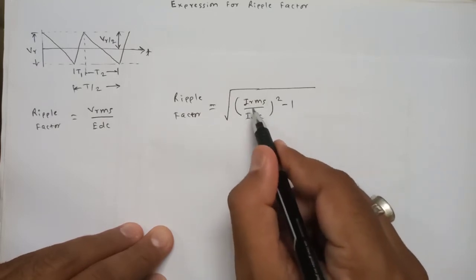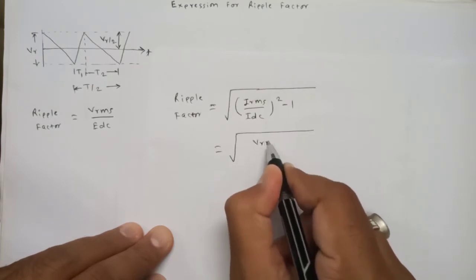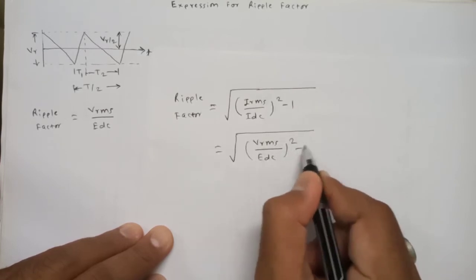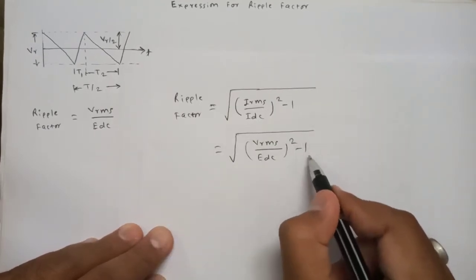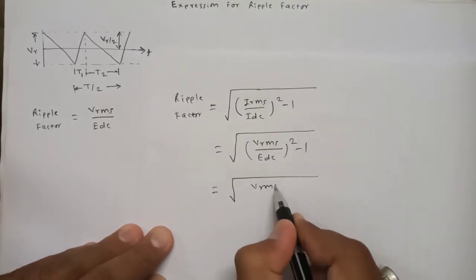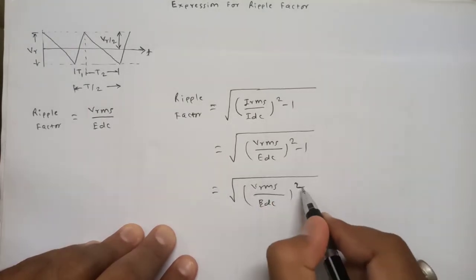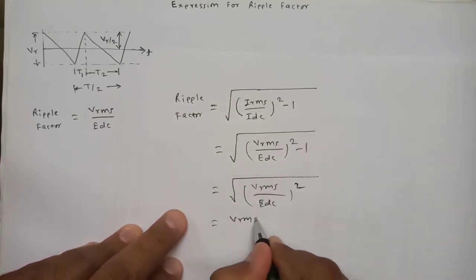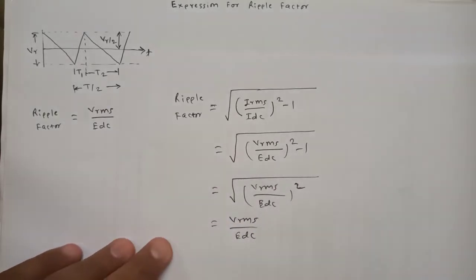So first of all the currents will be replaced by voltages. Instead of IRMS I am writing VRMS, instead of IDC I am writing EDC. Another thing is that to make this simple, I will neglect this 1. So if the 1 is neglected, then I am left with only VRMS divided by EDC and bracket its square. Further, after solving this I am getting it equal to VRMS divided by EDC. So that is the equation I have written here.